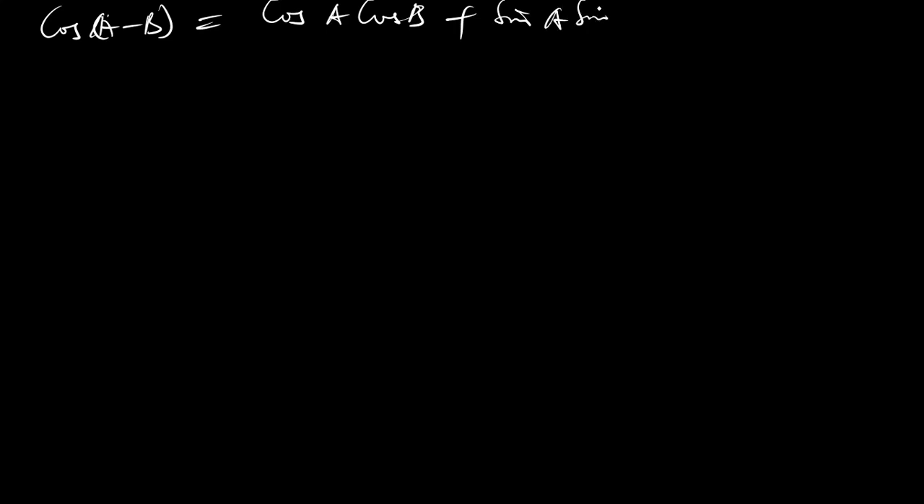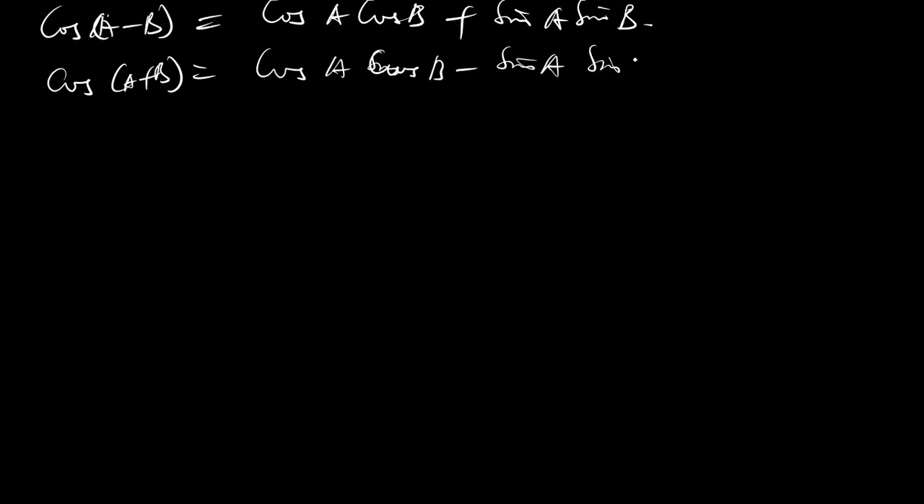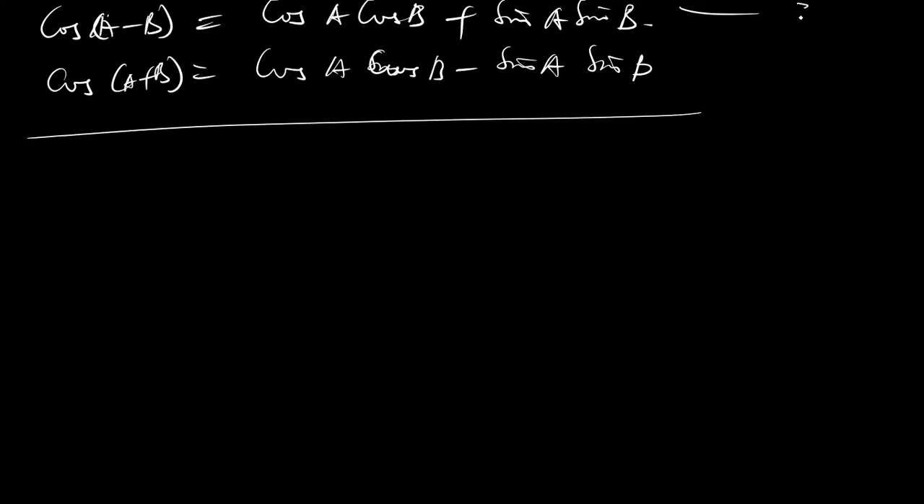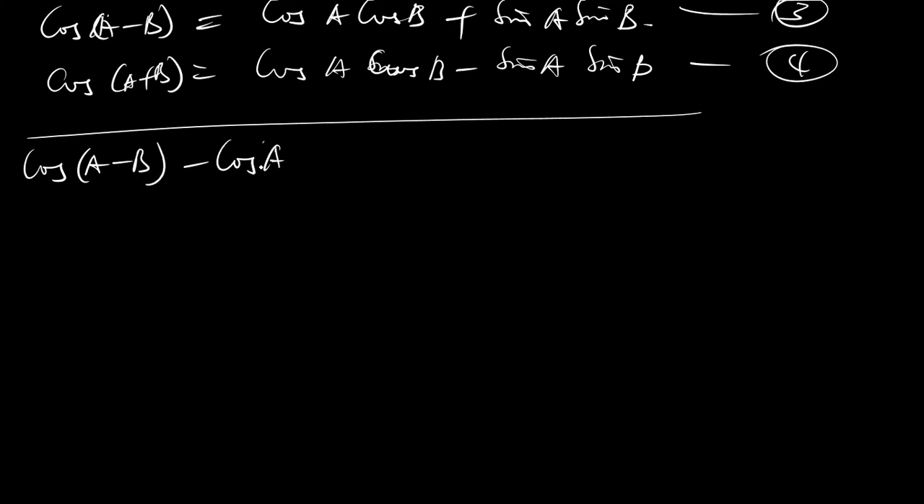With this expression, let me write it properly. You have cos(A minus B) equal to cos A cos B plus sine A sine B, and cos(A plus B) equal to cos A cos B minus sine A sine B. Now subtracting equation 4 from equation 3, you have cos(A minus B) minus cos(A plus B) is equal to, if you put minus here, this will cancel out, and here becomes plus, so you have 2 sine A sine B.